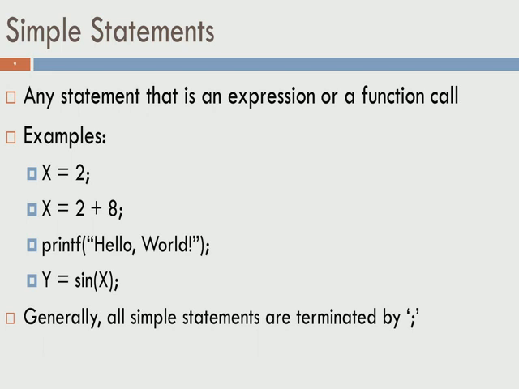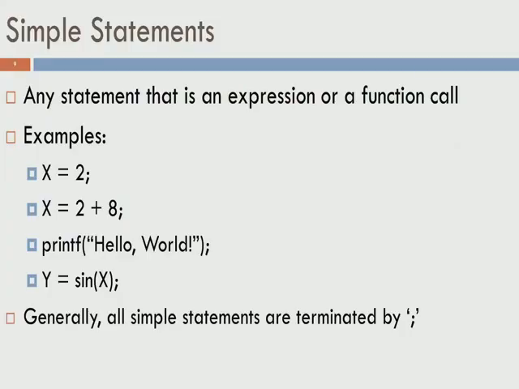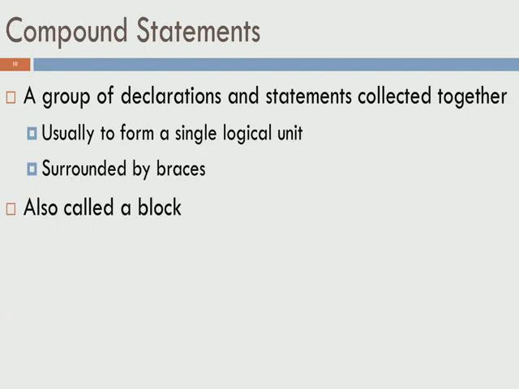So these are simple statements because the right hand side evaluates a value and the value is put into the variable on the left hand side. Simple statements are usually terminated by a semicolon, and you can see that all these 4 different simple statements have a semicolon at the end. Anywhere you evaluate an expression will be a simple statement, and anywhere you call functions will be a simple statement as well.